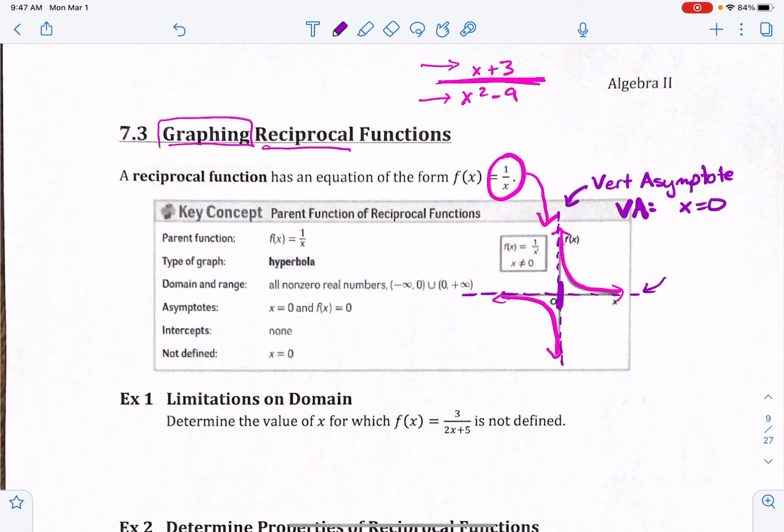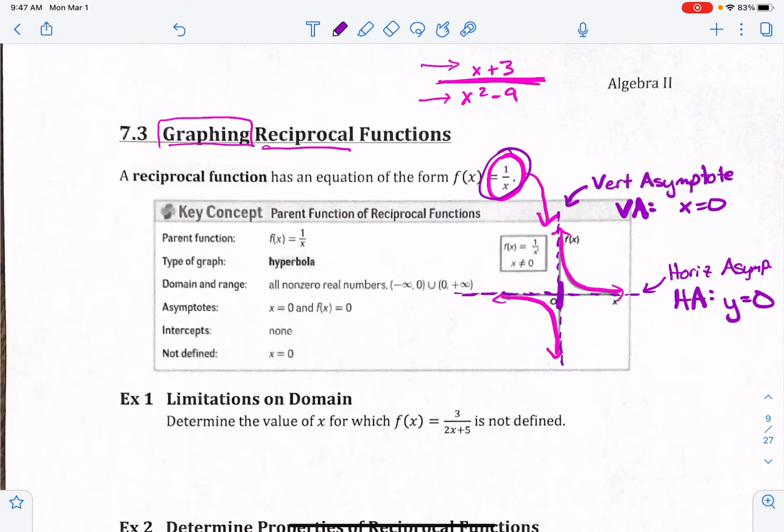This one here is a horizontal asymptote, or an HA, and this one is cutting through 0, but it's cutting the y-axis. So its HA is at y equals 0, okay? So for the function 1 over x, remember that. It has a VA at x equals 0 and an HA at y equals 0.